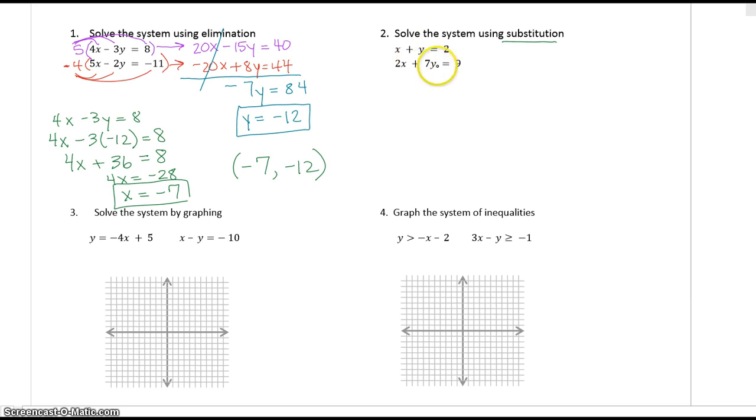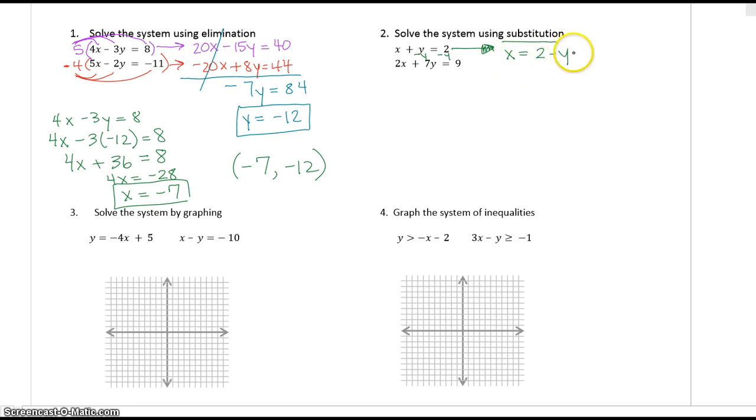So if I solved for this y right here, at the end, I would end up having to divide by 7, and I'm going to get some fractions in my answer. It's okay, but it makes it a little bit more challenging to work with. So instead, I'm going to take this equation, and I'm going to solve it for either x or y, and it doesn't matter because they both have a coefficient of 1. So what I'm going to do is I'm going to solve for x. I'm going to subtract y from both sides, so I get x equals 2 minus y.